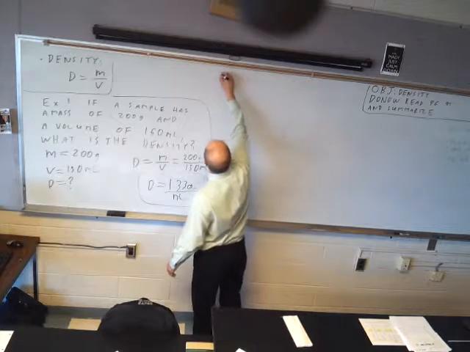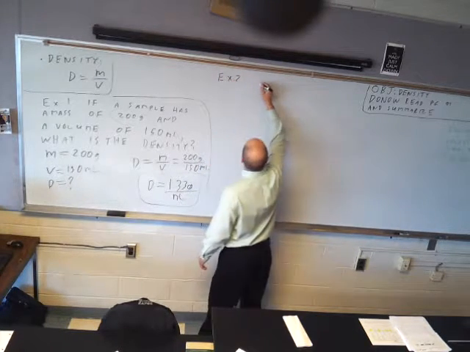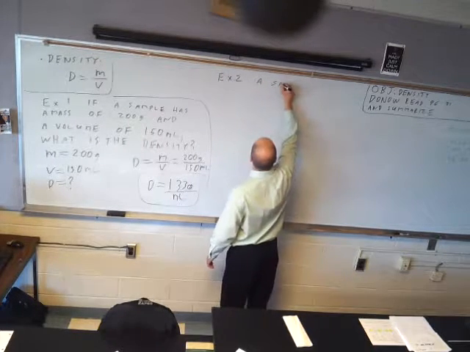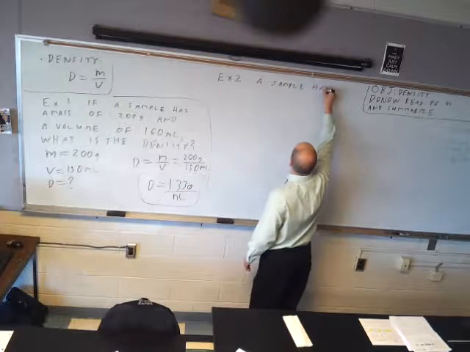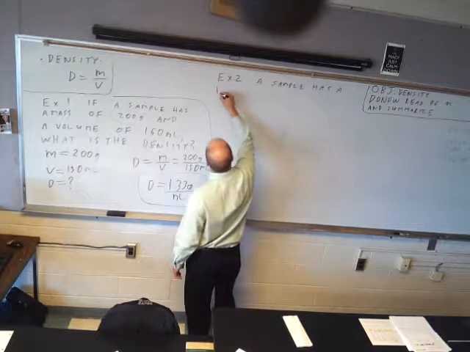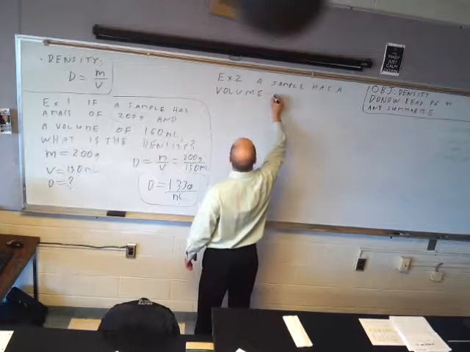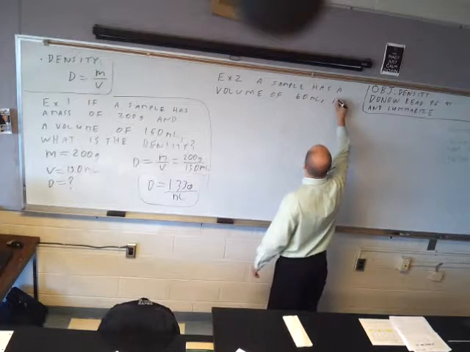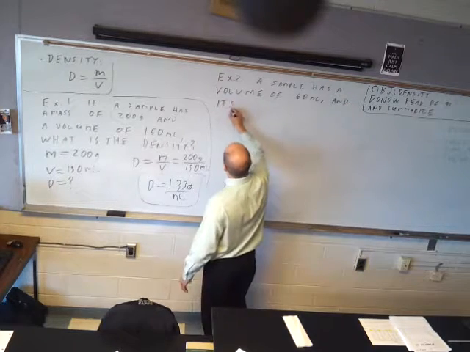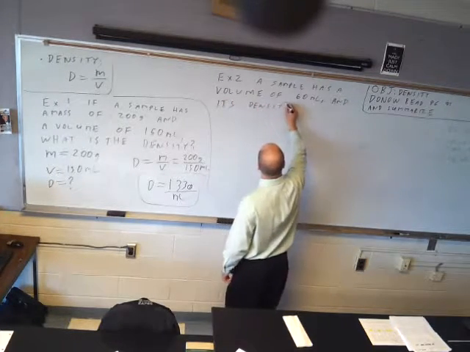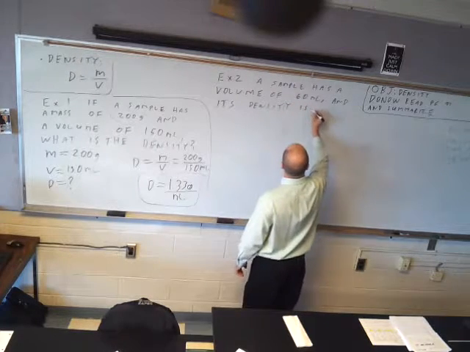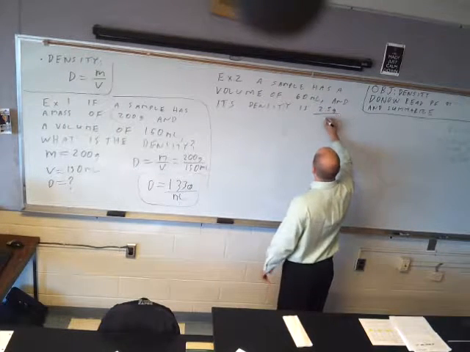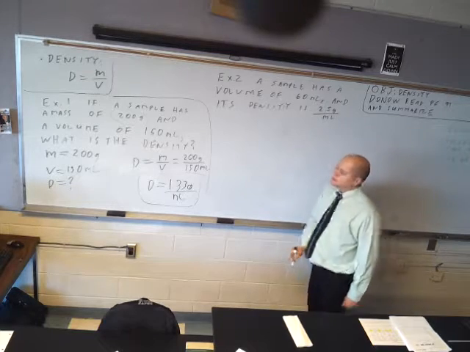All right, now let's do a problem that'll be a little bit different. A sample has a volume of 60 milliliters, and its density is, let's say, 2.5 grams per milliliter. What is the mass?